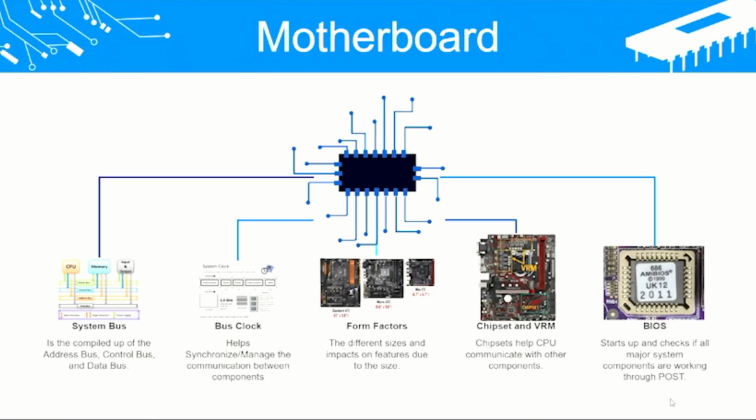And then we're going to talk about 4 main form factors of motherboards. In the picture you can only see 3, but in the slide we're going to be talking about, you will see all 4. The one missing here is E-ATX. Next, after that, we'll talk a little bit about the chipset and VRM. Chipsets help the CPU communicate with other components. And we'll finally talk about the BIOS, which starts up and checks if all major system components are working through POST.